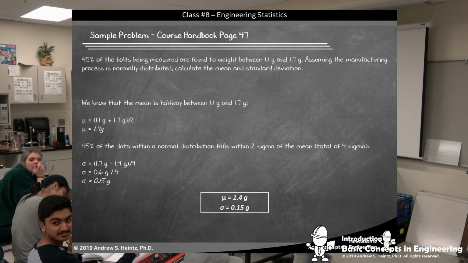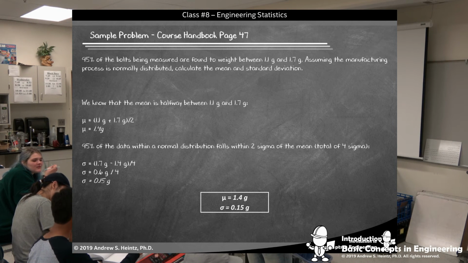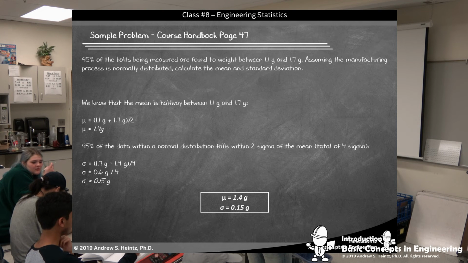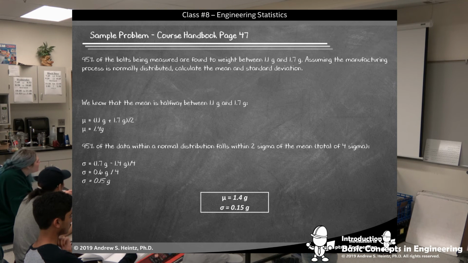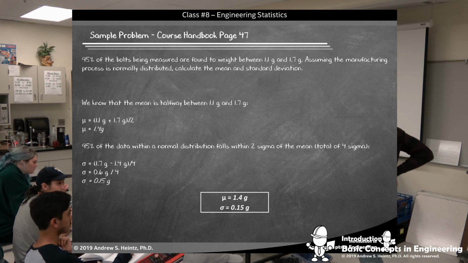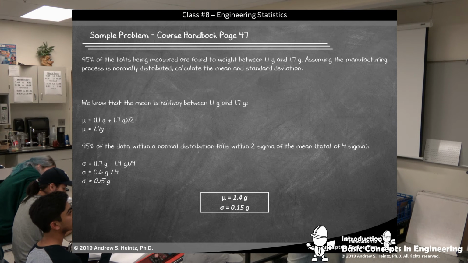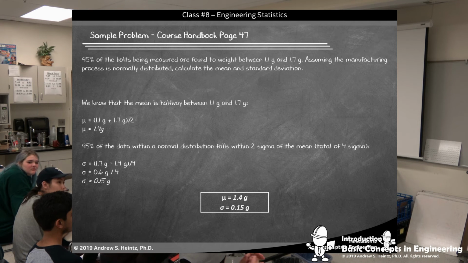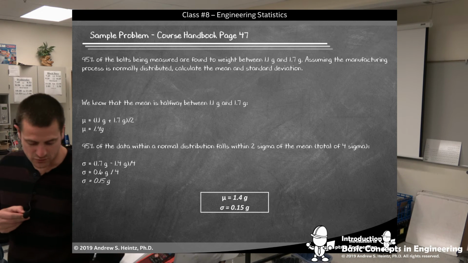I got a lot of pressure. I got 1.4 for the mean and 0.15 for the... So 1.4 for the mean and 0.5 for the standard deviation? 0.15 for the standard deviation? All right. So real quick, why don't you walk us through the strategy that you used to do this?